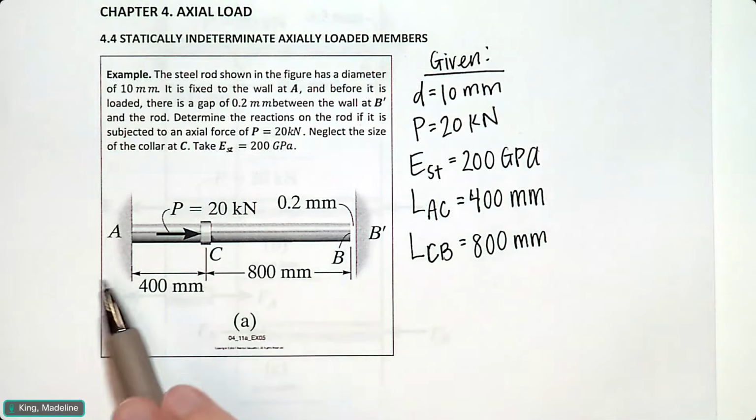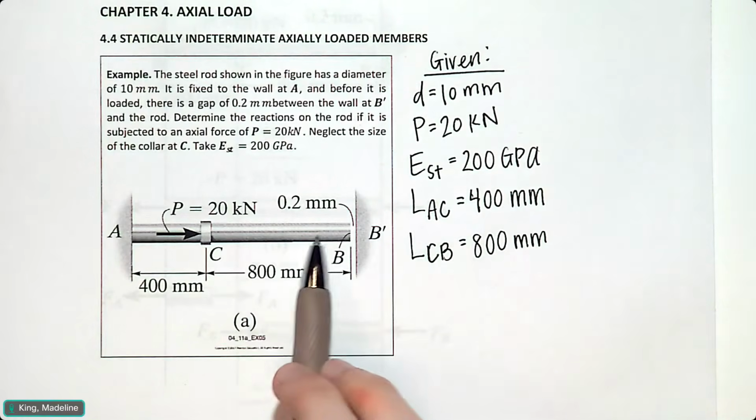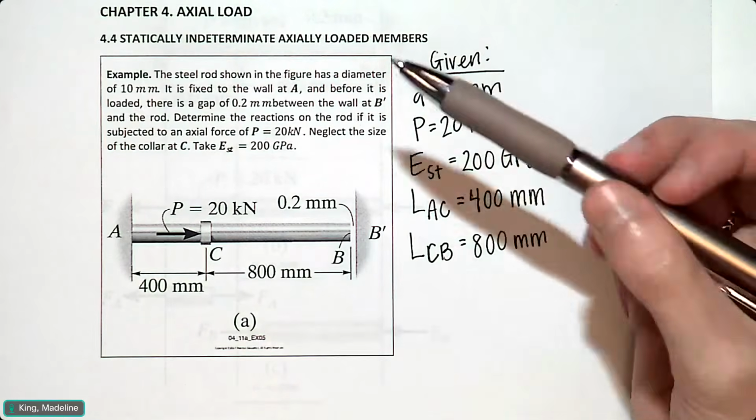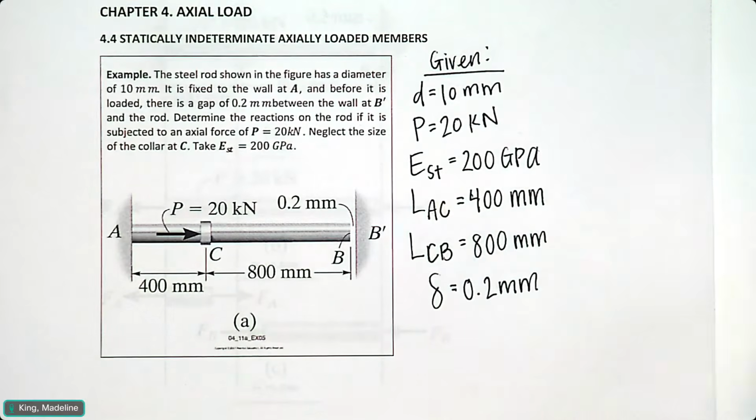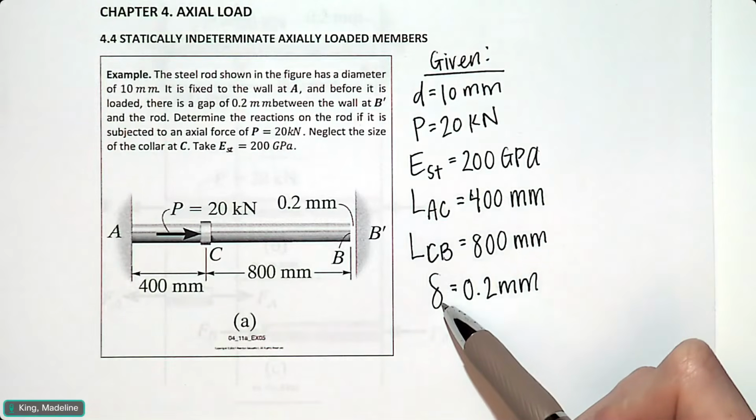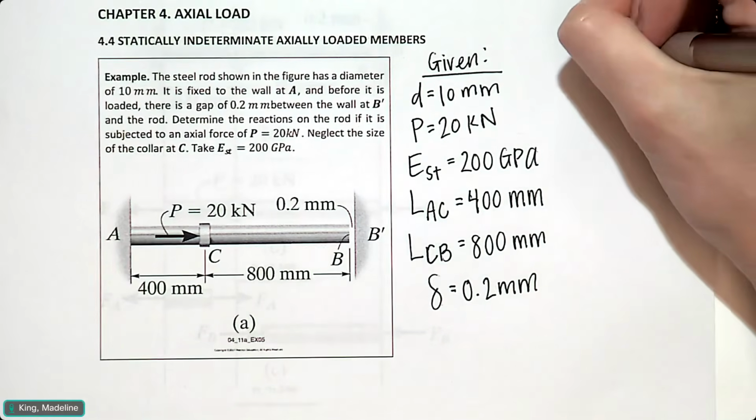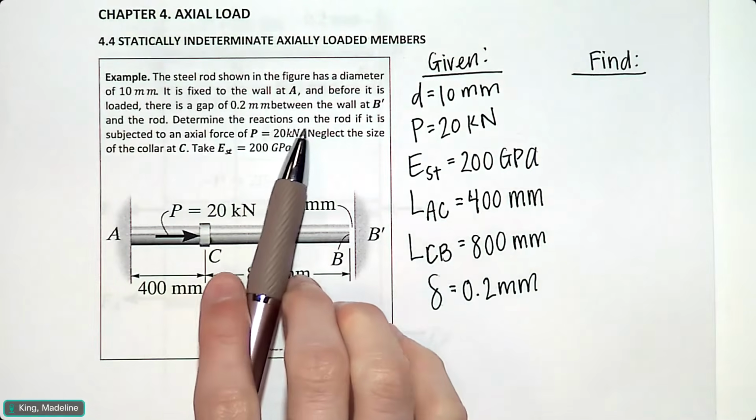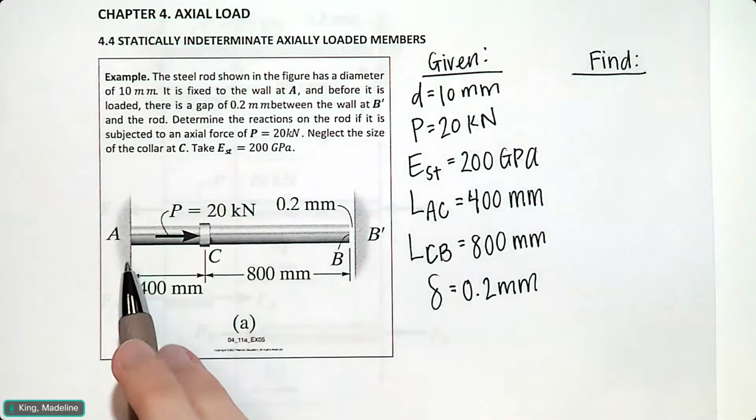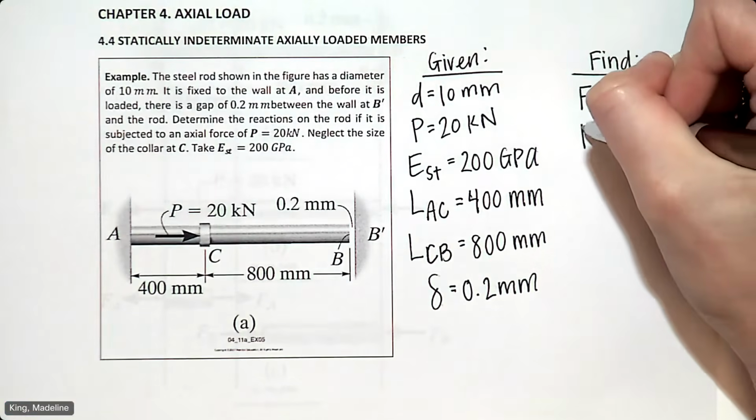That is going to be the total displacement of our rod. Because we have a wall here, it's going to stop our rod at 0.2 millimeters. And I'm going to show you guys what our displacement would actually be if we didn't have this wall here. So delta represents our displacement of 0.2 millimeters. And we need to find the reactions on the rod. So FA and FB.